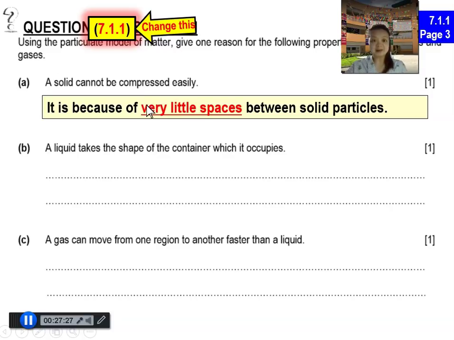Okay, welcome back. Now, what about the next one? We say, how come the liquid takes the shape of the container in which it occupies? Why can liquid take the shape? Because it obviously doesn't have a definite shape. So why doesn't it have a definite shape? It has got to do with the particles. Now, is it talking about movement or is it talking about arrangement? Yes, you guessed correctly. It's talking about arrangement.